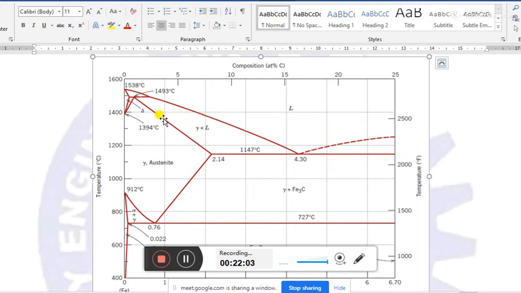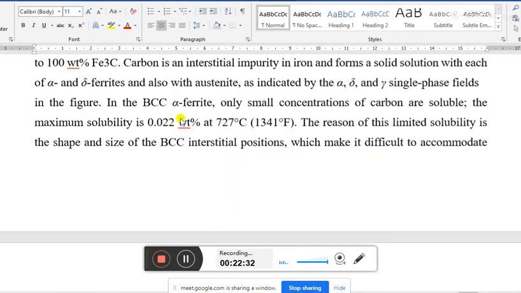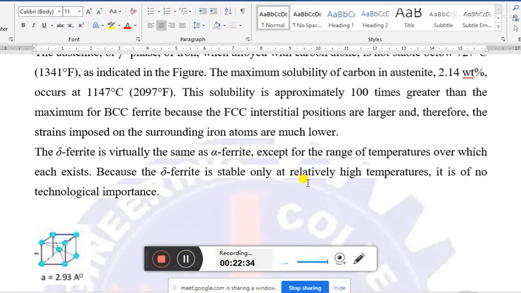But the question is that after 1404 degrees Celsius, or approximately 1400 degrees Celsius, there will be a form of delta iron. But as the temperature is very high, we are not considering this form with a mixture of carbon, as this much high temperature is not considered, or actually there is no technological importance of this mixture of delta ferrite and carbon.